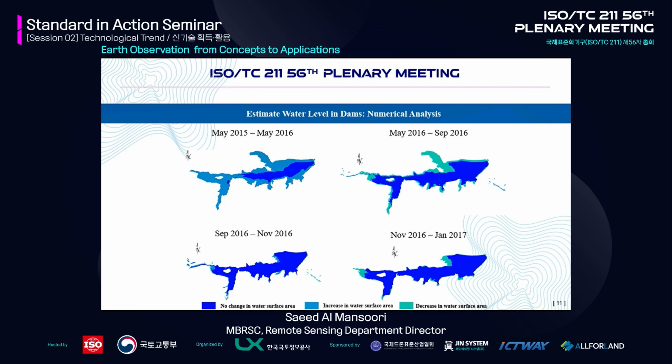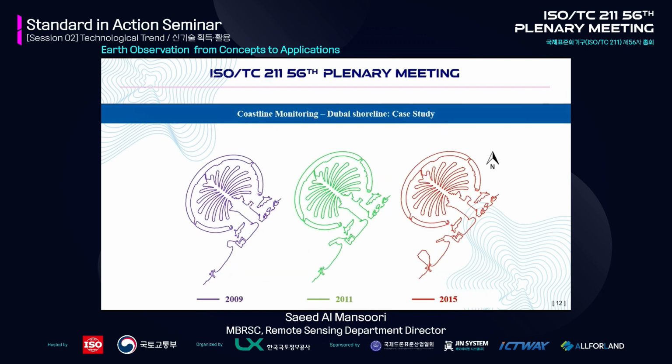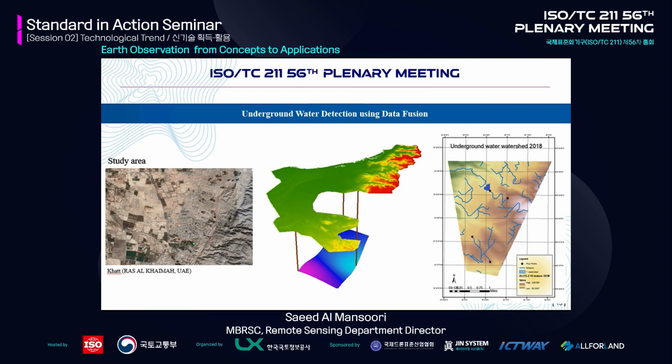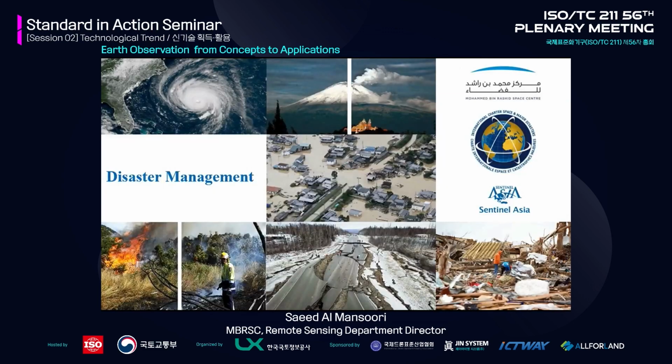So we managed to monitor and estimate the water level in dams throughout the seasons, in addition to monitoring the changes that occur to the coastline throughout the years. And such analysis is extremely important to different governmental entities in the United Arab Emirates, like the municipalities and Ministry of Environment and Climate Change, to monitor the changes in advance. In addition, we use data from Dubai Sat-2 and Alas-2 to actually monitor the underground water with the help of the data fusion technique.